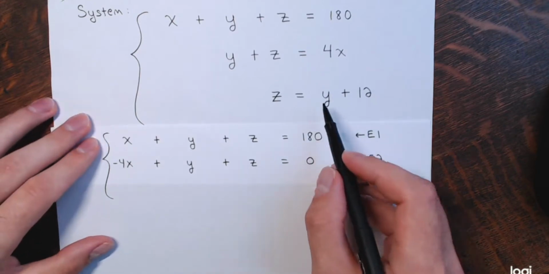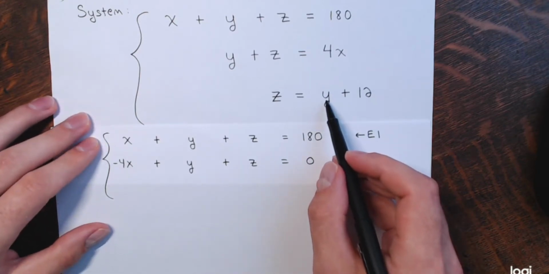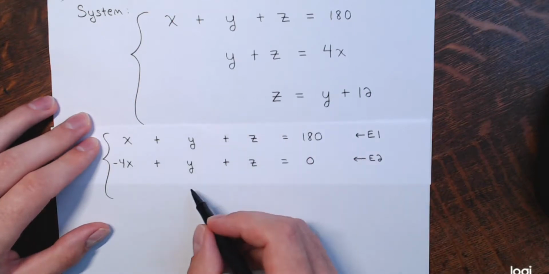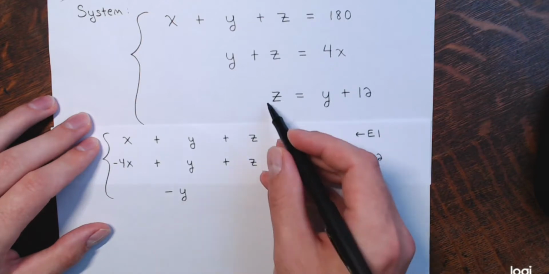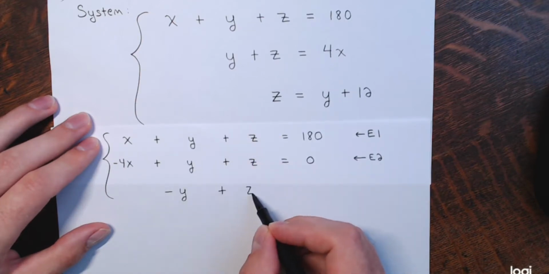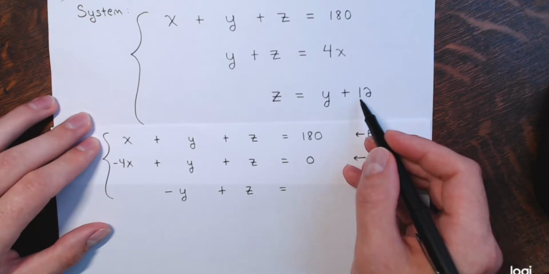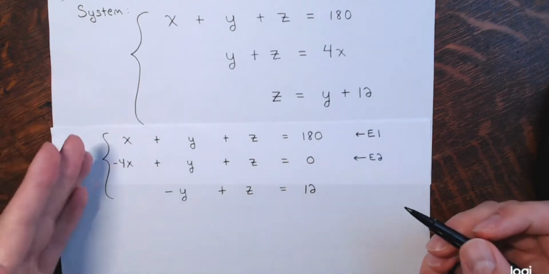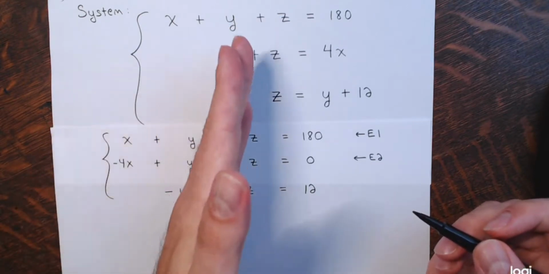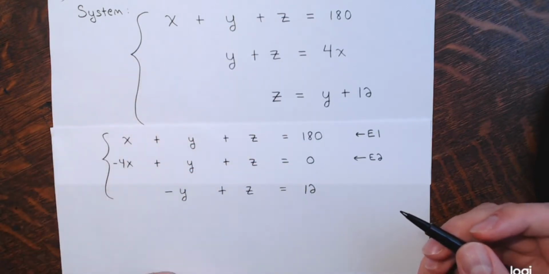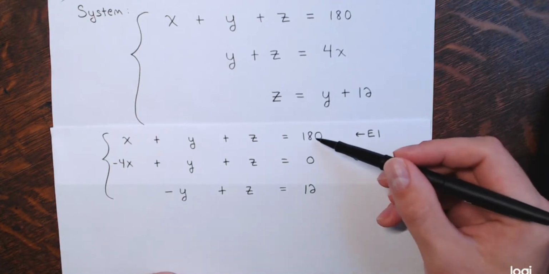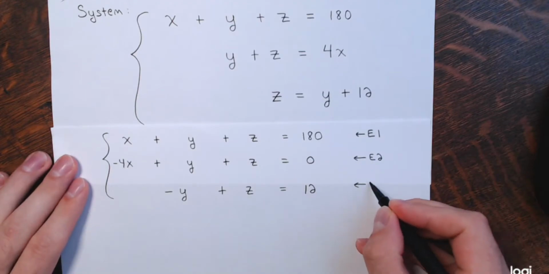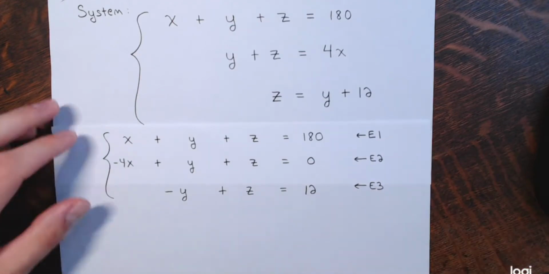And finally, third equation, to get all the variable terms to the one side, I would just subtract y. And that would give me negative y, and positive z equals 12, right? If I subtract y, there's still a constant of 12 on the other side. So I have what I want. Lined up the x's, lined up the y's, lined up the z's on the left side of the equal signs. And I've lined up the constants on the right side. And this is called equation 3, E3.